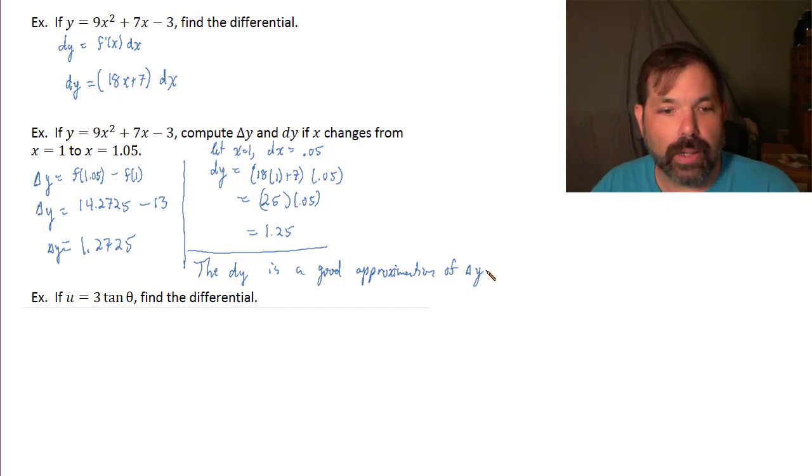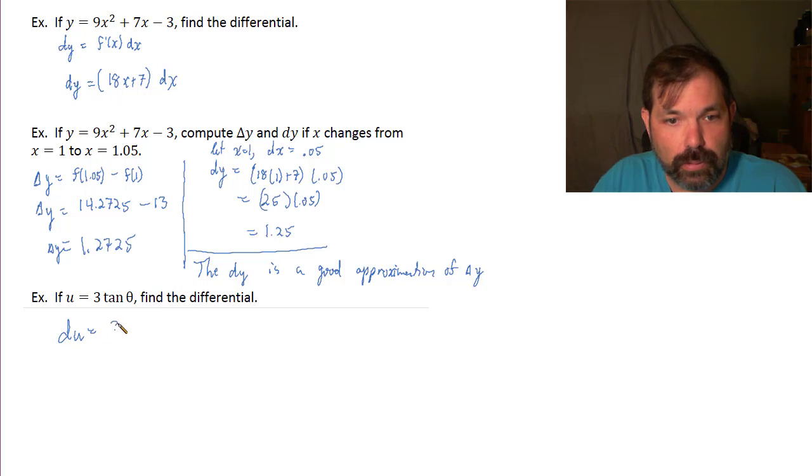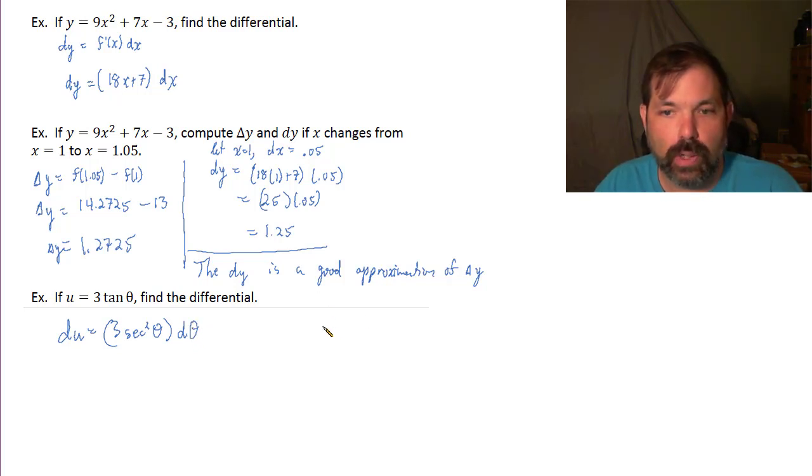All right, and for practice, this would be a good time to pause. If u is 3 tangent theta, find the differential. These are just different variables, so we just use the different variables. If u is 3 tangent theta, then du is 3 secant squared theta d theta. That's the differential. Again, this concept of the differential is going to be really important when we learn about antiderivatives and what's called the substitution method for calculating antiderivatives.